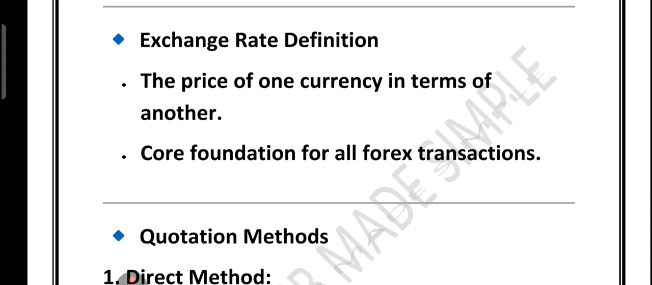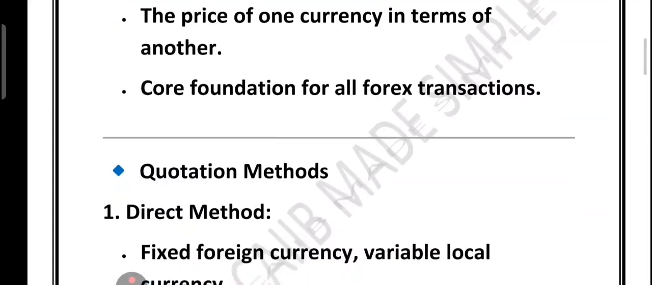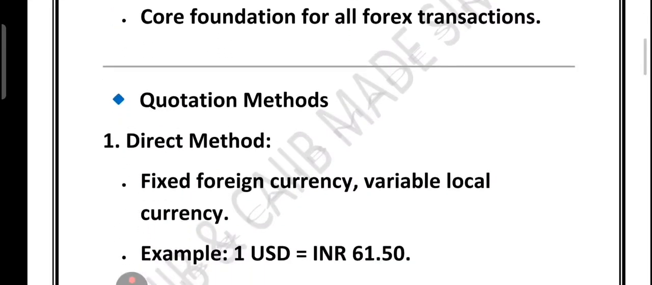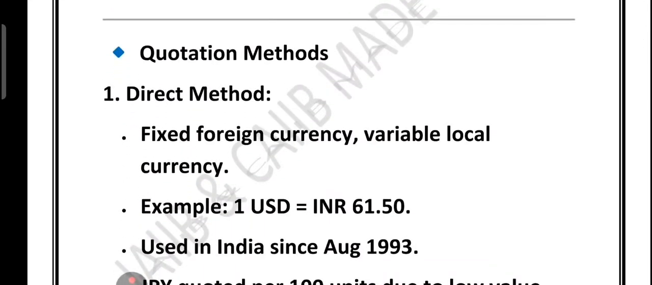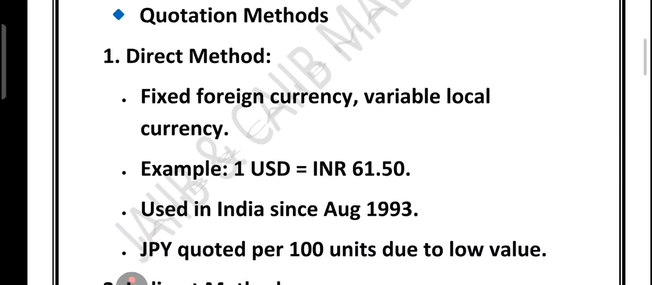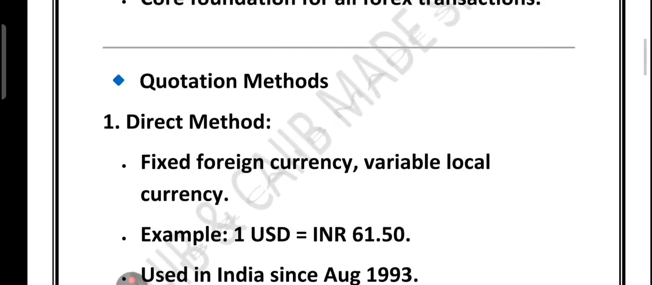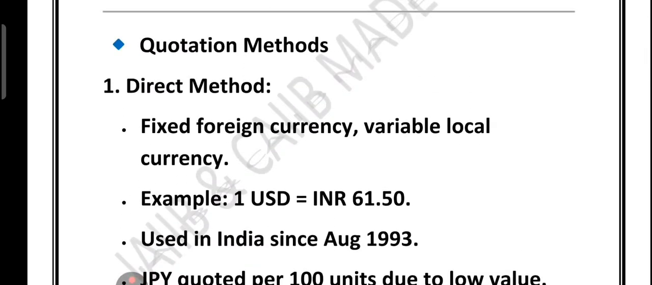It means you need 84 Indian rupees to buy one US dollar. This rate keeps changing daily depending on global demand and supply of the currencies, trade flow and interest rate. And this exchange rate is the core foundation of all forex transactions, because every foreign exchange deal, whether it is for import, export, travel or investment, depends on this exchange rate.